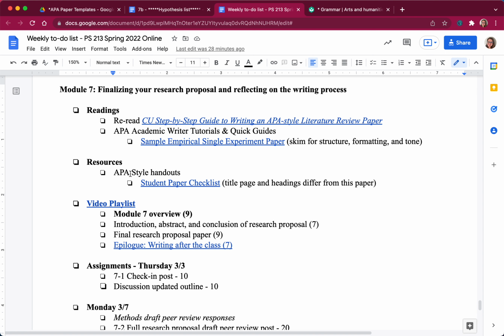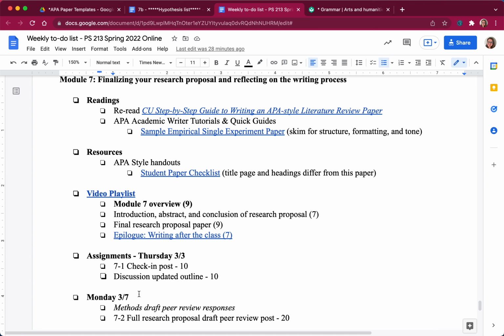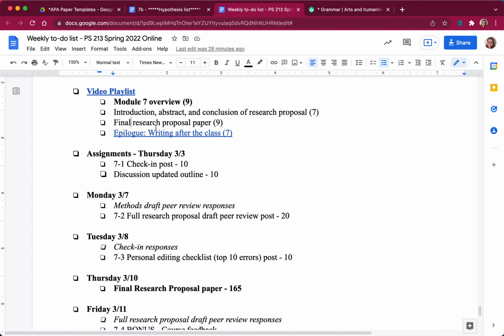Resources, just another nice little student paper checklist. Keep in mind that we don't use the student paper format, we use the professional, so the title page and headings are a little bit different. Videos are mostly just things that get updated, and then a final "you did it" and thinking about what to do after this class.